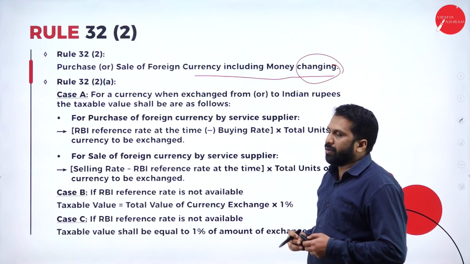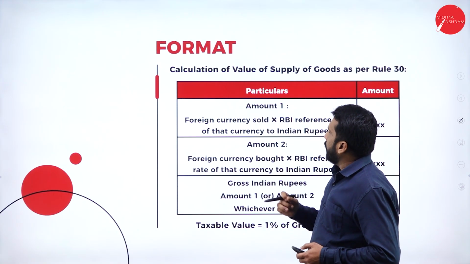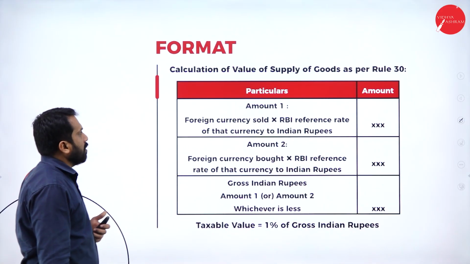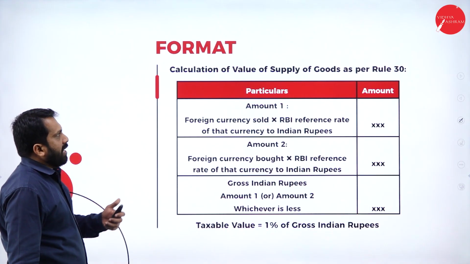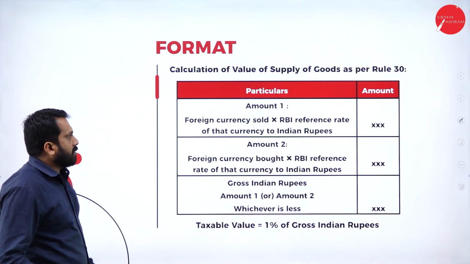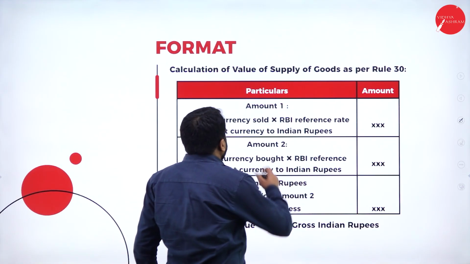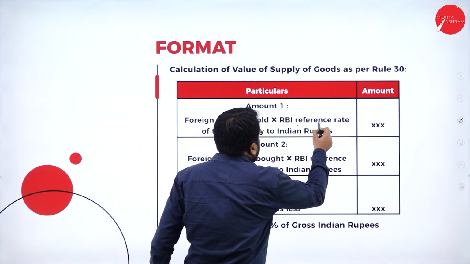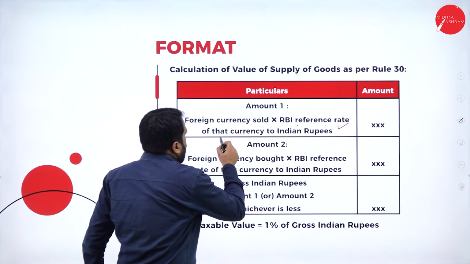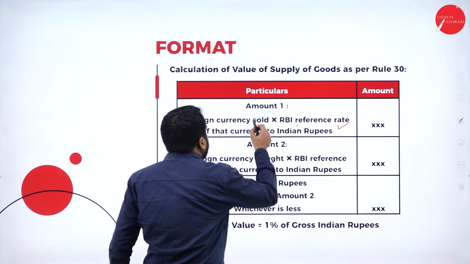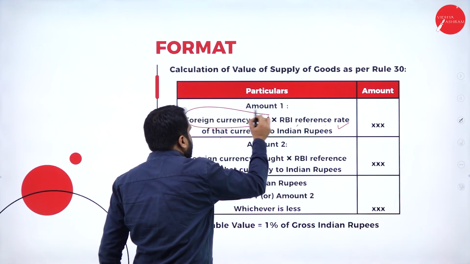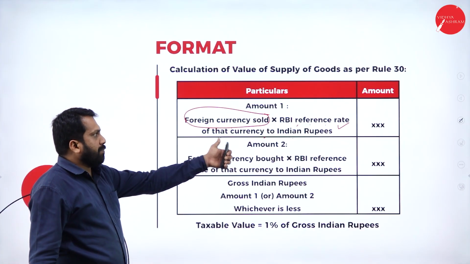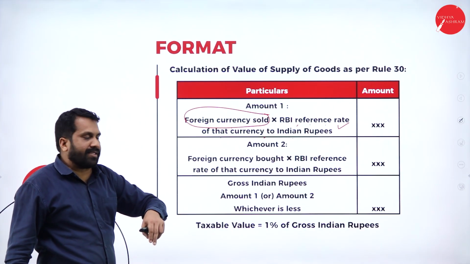While doing the problem, I'll explain it to you. In this, the calculation of value of supply of goods as per Rule 30. Amount 1: foreign currency sold multiplied by the RBI reference rate of that currency to Indian rupee. How much foreign currency sold? It may be $100, $50, $1,000. Multiply with the RBI rate at present.